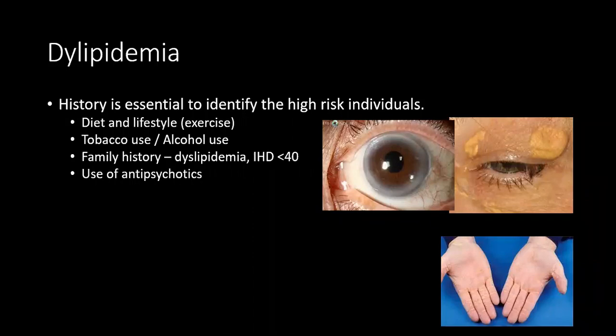What is their diet like? What is their lifestyle like? Are they getting enough exercise? Do they smoke? Do they drink alcohol? Is there a family history of dyslipidemia? Have they had anybody in their family who has died from ischemic heart disease at younger than the age of 40 or has been diagnosed with it younger than the age of 40? And any use of antipsychotics, as we said, it was a common reason to cause high cholesterol because of high LDL.